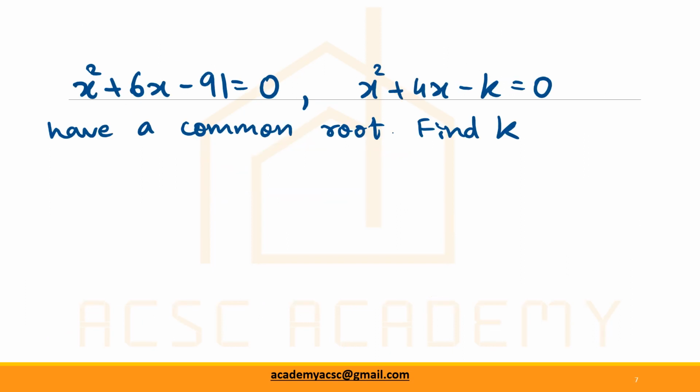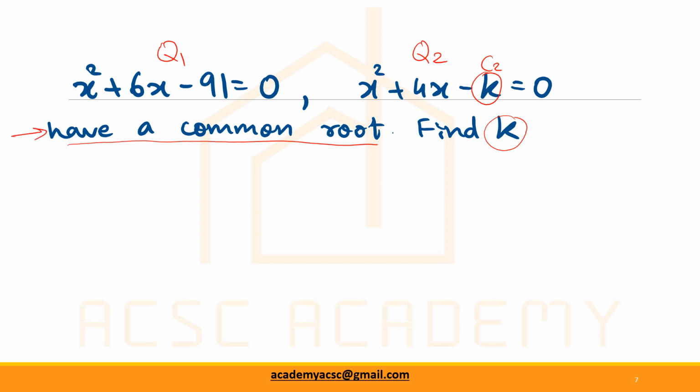In the first example from this topic, we have been given these two quadratics q1 and q2, and it is already mentioned that they have a common root. If this condition holds true, we need to find the value of k. The c2 coefficient has been replaced with k, and we need to find its value to satisfy the condition that they have a common root.